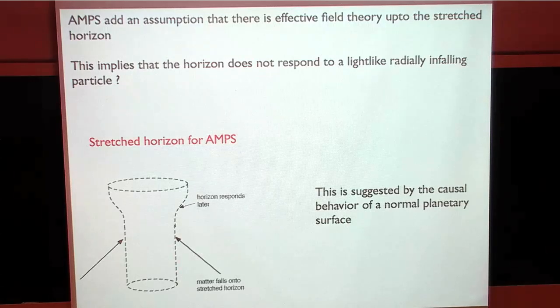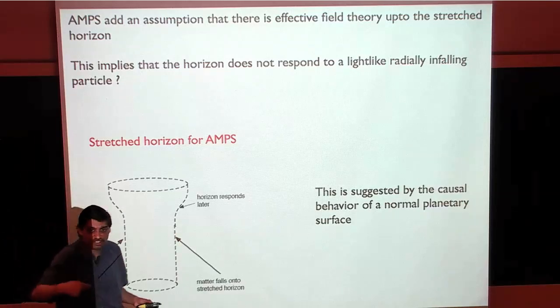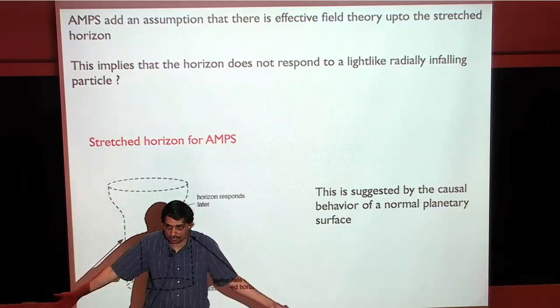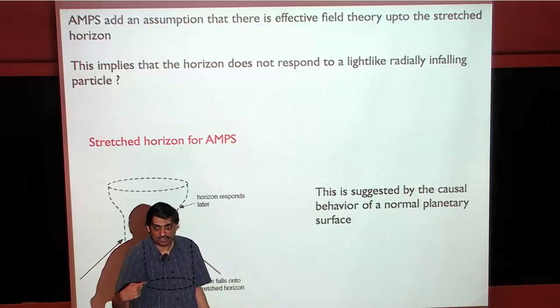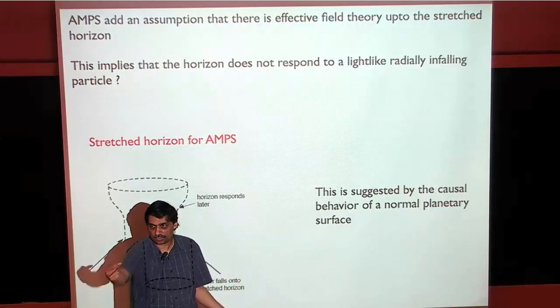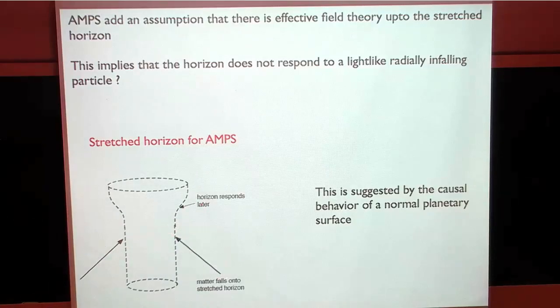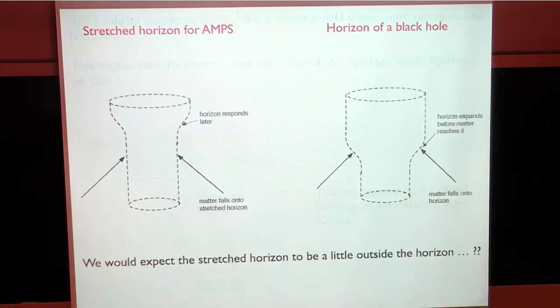If a particle is coming at the speed of light, let's say radially, and this is my horizon, it's made of some material now, so it's like the surface of a planet. Till the guy comes and hits me, how do I know it is coming? Because causally light signals can't come any faster. So the horizon can respond later, but not till it has gotten hit. But look at it from a slightly different point of view, and it looks a little strange. Because if you take a normal horizon of a black hole, as we know, it actually starts bulging out before the particle hits it, and then the particle is absorbed, and then the horizon stabilizes.